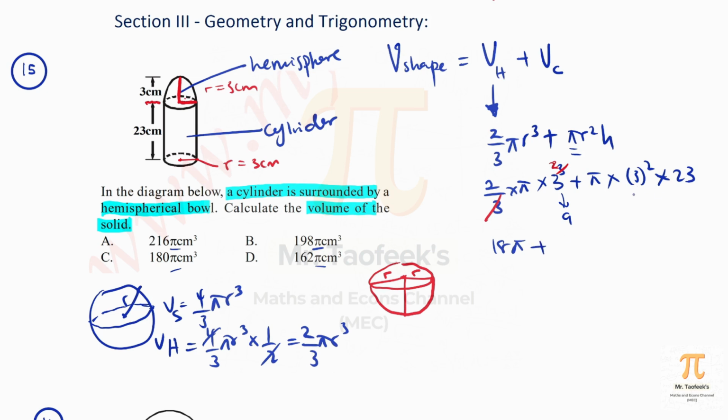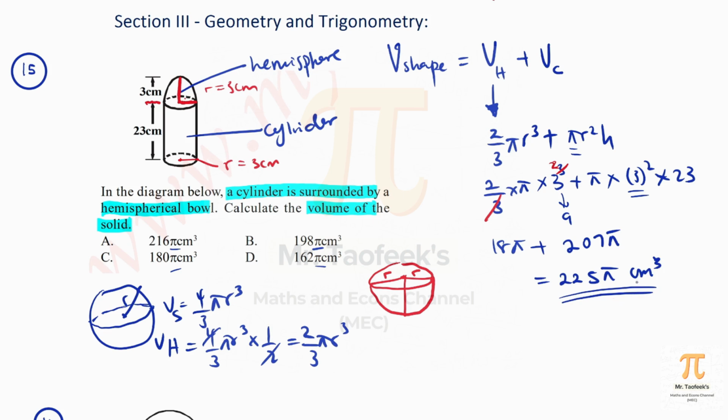Plus this one, which is going to be 9 times 23. So I will quickly grab my calculator to do 9 times 23. On your calculator, you should do it because that will be faster. My calculator says 9 times 23 gives me 207. So I have 207 pi. 18 plus 207 gives me 225. So I have my answer, which is 225 pi centimeters cubed. Oh, wow.